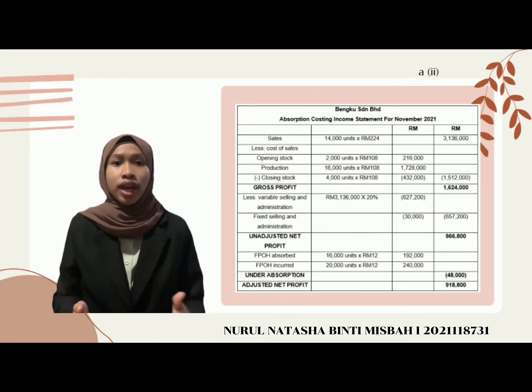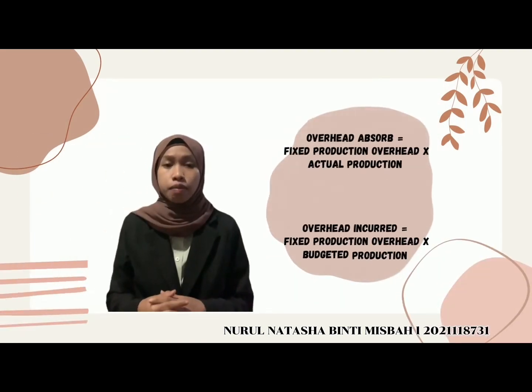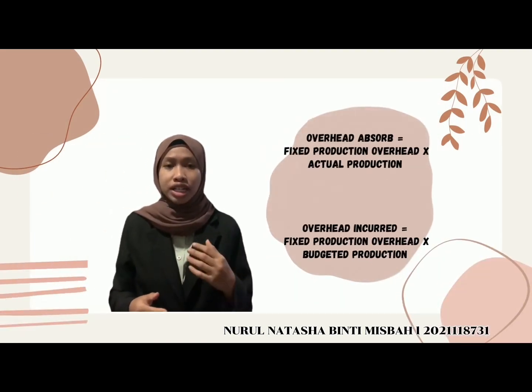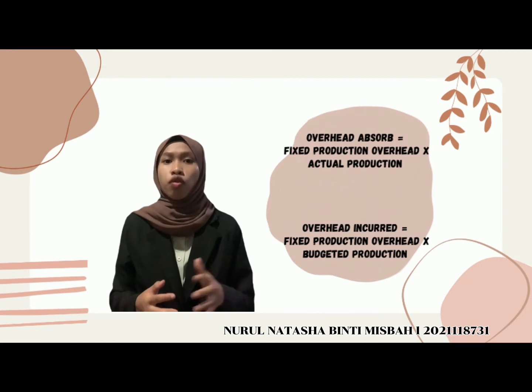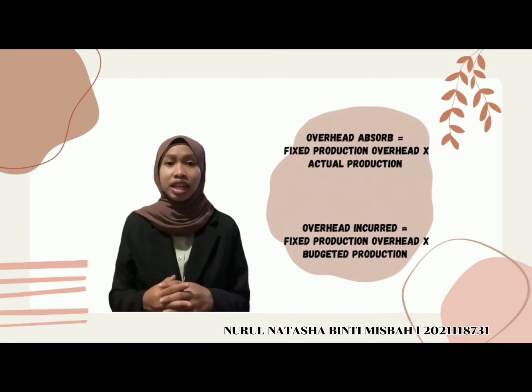Lastly, to get adjusted net profit, we need to minus the unadjusted net profit with the under absorption. Overhead absorbed is equal to fixed production overhead multiplied by actual production. Meanwhile, overhead incurred is equal to fixed production overhead multiplied by budgeted production.